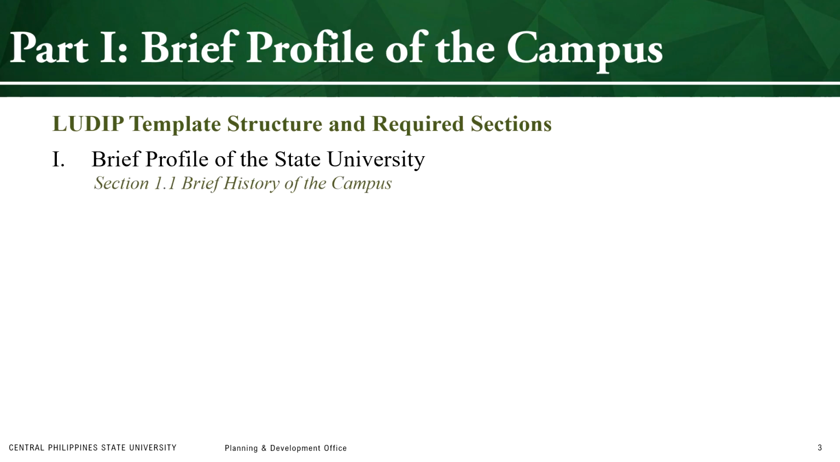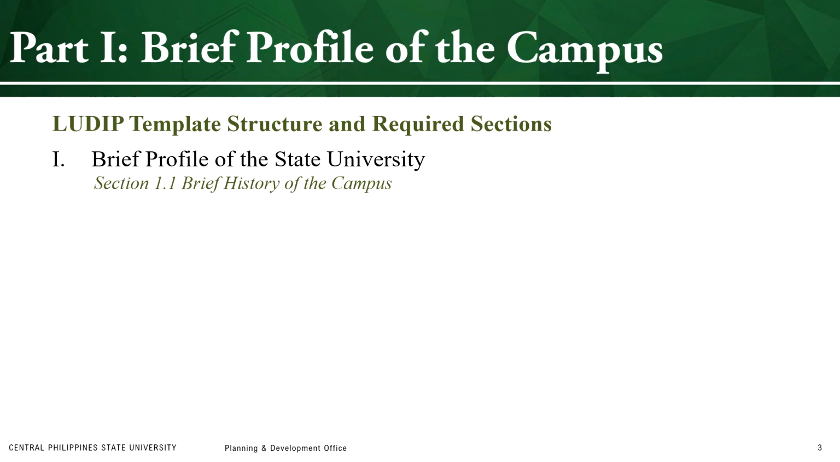Section 1.1, Brief History of the Campus. This section establishes the historical and institutional context of your campus. It's not just a narrative. It has specific content requirements. You need to include the year the campus was established and its legal basis, a list of all campuses with addresses and geographic tagging, the mandates of CPSU and each campus, the vision, mission, goals, and objectives, the current governing board, program offerings with COPC numbers and issuance dates, recognition and awards, alignment with the LGU's vision, and the campus's role in local and regional development.